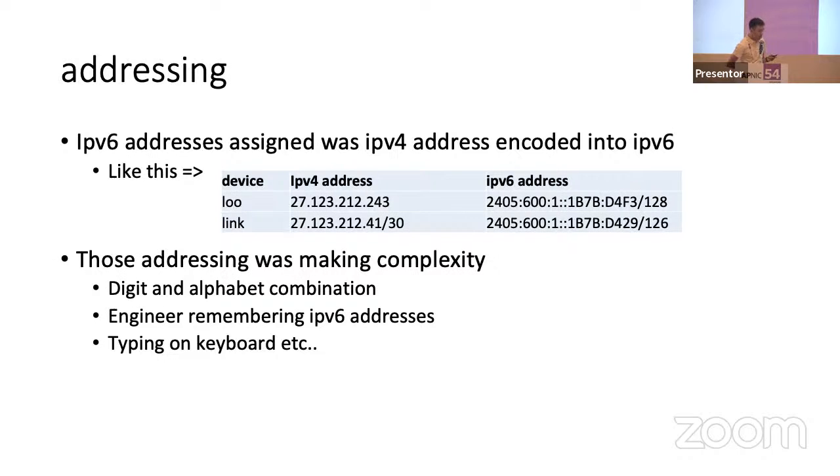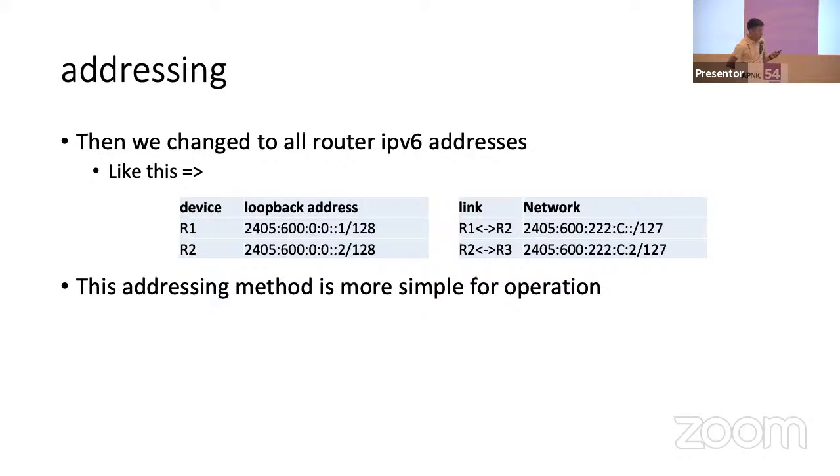So we replanned the whole IPv6 addressing, and we use a simpler way. Here's the readdressing. For example, the router 1 loopback address will be here, and the link local address is also in a simpler format, which is simpler for operation and understandable for engineers.